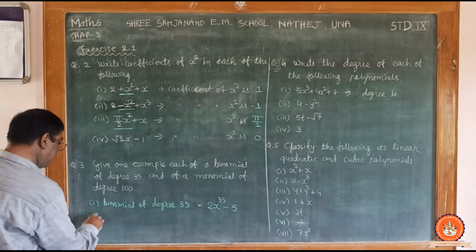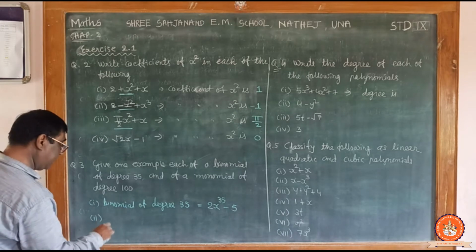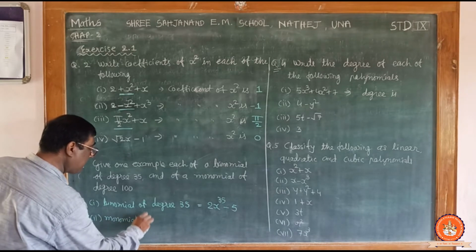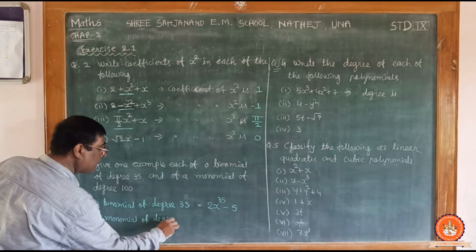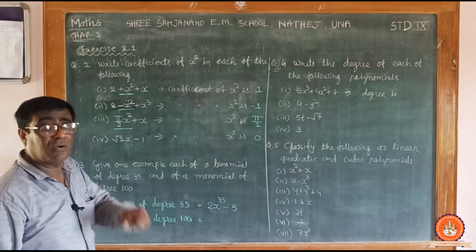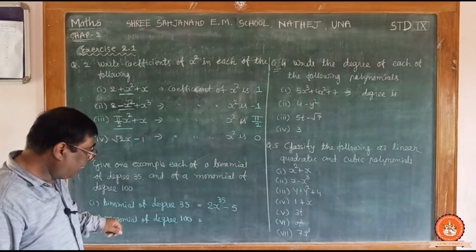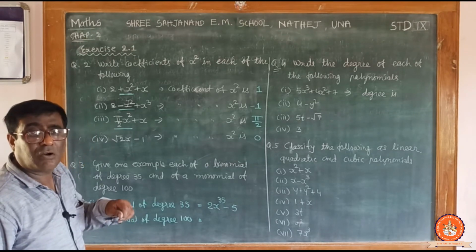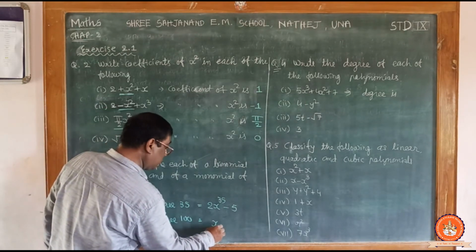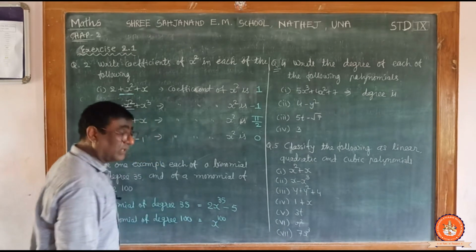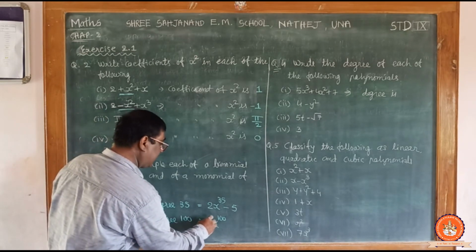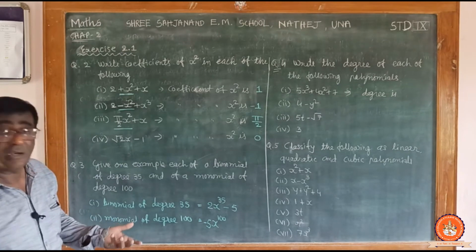Now we want to give the example for the monomial of degree 100. Okay, monomial means a polynomial having only one term, and degree 100 means the highest exponent of the variable must be 100. So x raised to 100 is compulsory, with only one term. You can write any coefficient here. Let me write minus 5x raised to 100, and this is the example.